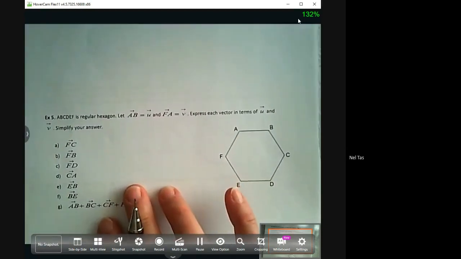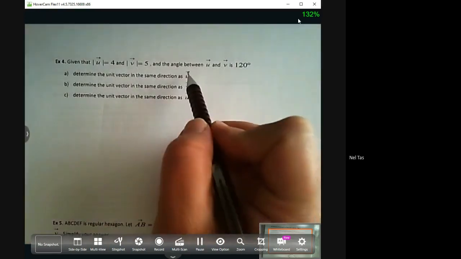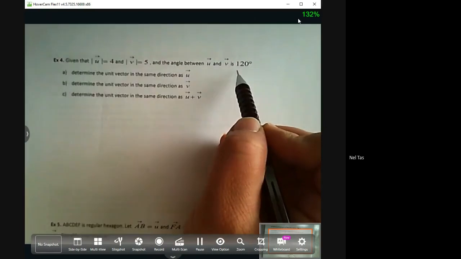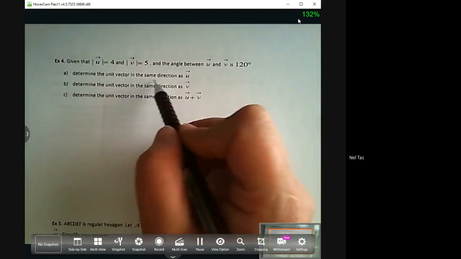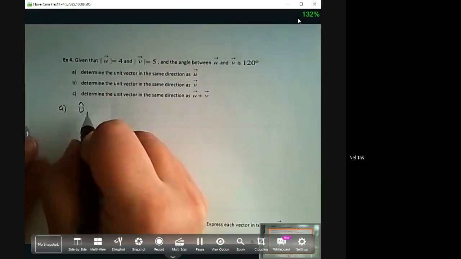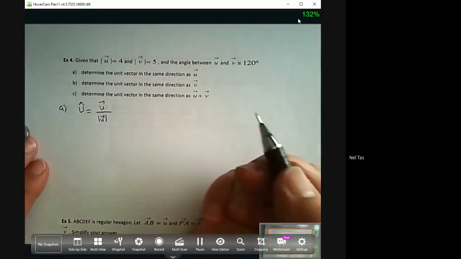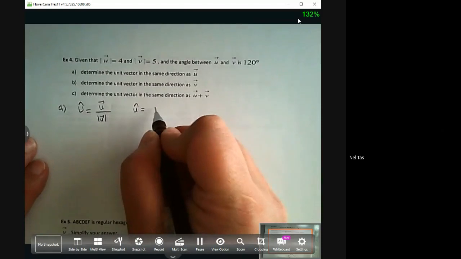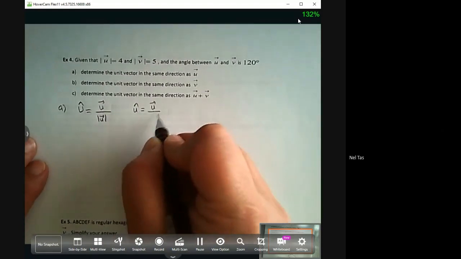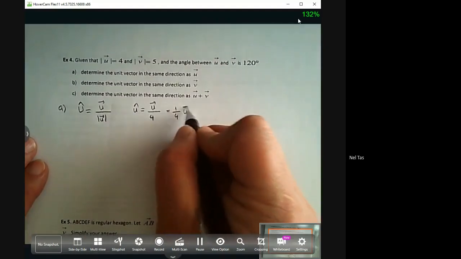Example 4. Magnitude of u is 4, magnitude of v is 5. The angle between u and v is 120. So determine the unit vector in the same direction as u. So unit vector, so u hat. So we're going to take vector u and divide it by the magnitude of u. Then u hat is vector u divided by 4. Okay, so this is going to give you 1 over 4 times u vector.